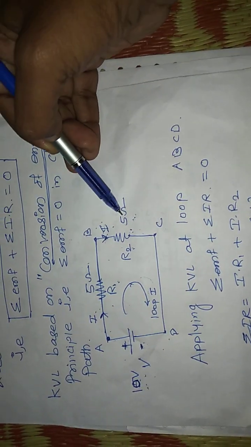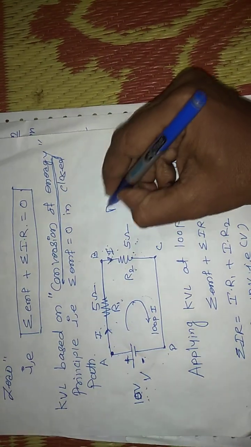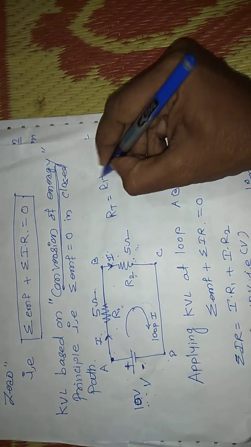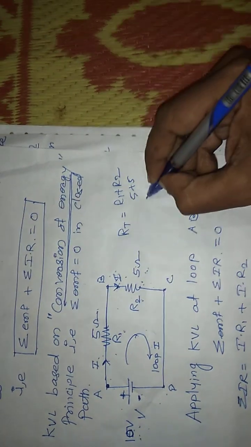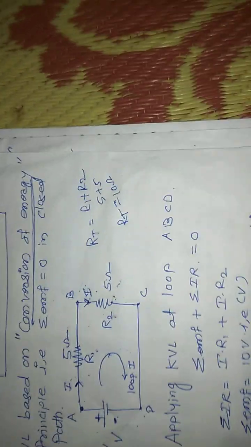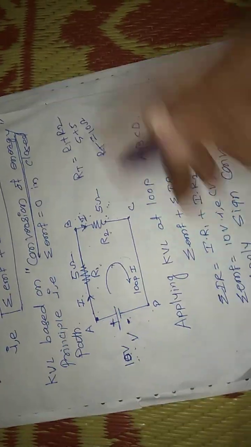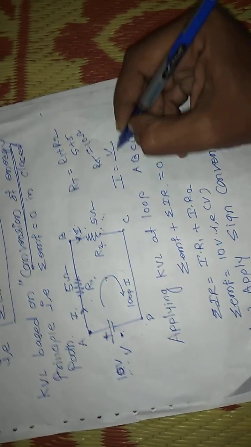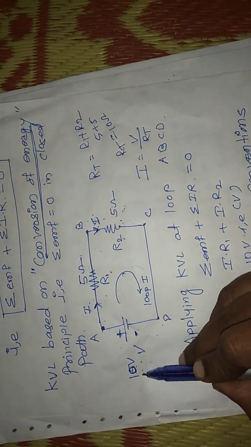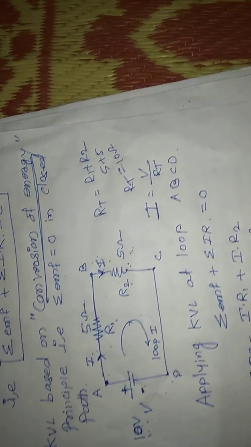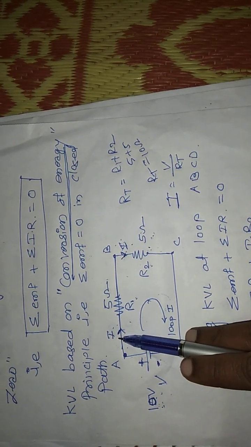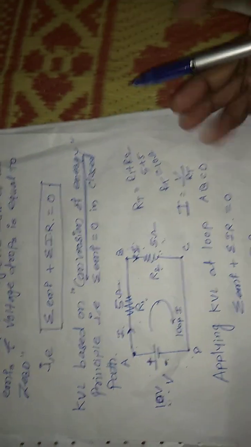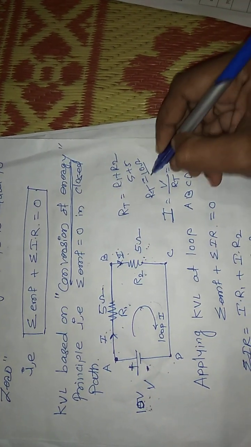Suppose the two resistances are connected in series. The total resistance RT will be R1 plus R2, because both resistances are connected in series. Hence 5 plus 5 will be 10 ohm. The total resistance RT is equal to 10 ohm. Now we can find the current I is equal to V divided by RT. We are going to calculate the current I by using simple Ohm's law. So V is 10 volt divided by the total resistance RT, 10, that is 1 ampere current that is going to flow.